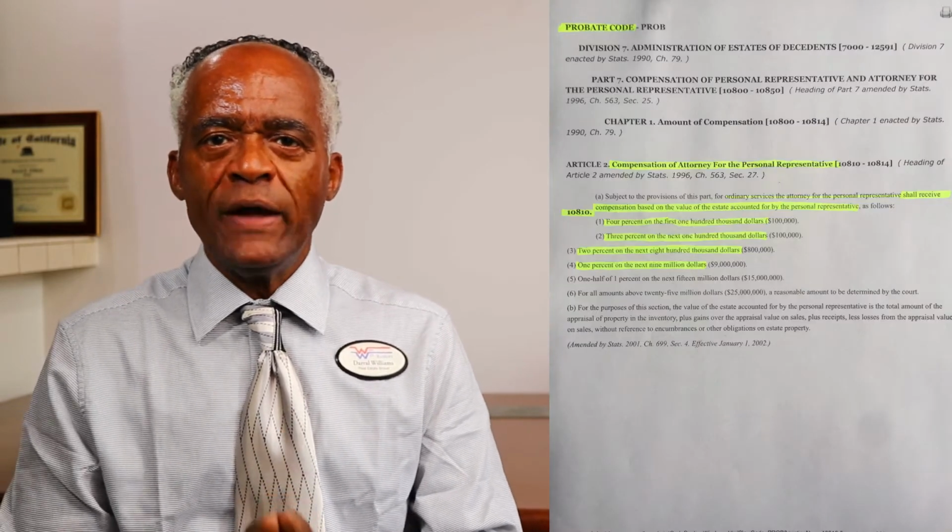For an example, if a probate estate is worth $1 million, the ordinary fees an attorney is entitled to is based on Probate Code 10810. The attorney would be entitled to $23,000. Also, the executor or the administrator would be entitled to $23,000. However, we'll talk about the executor or administrator fees in another video.